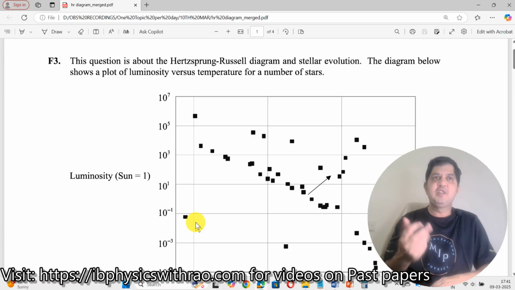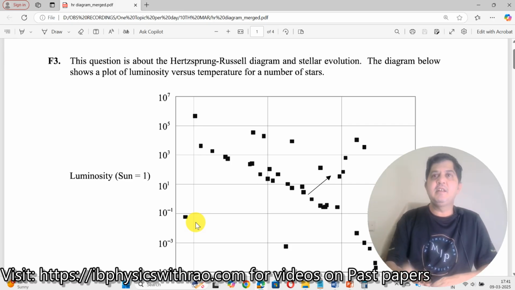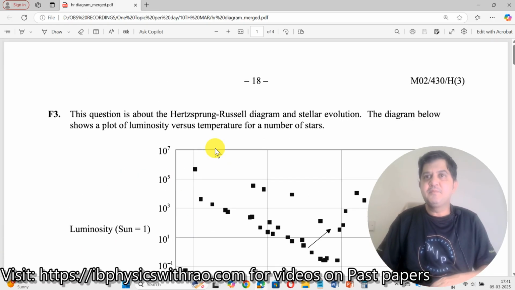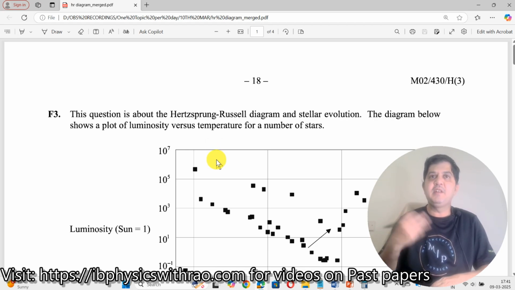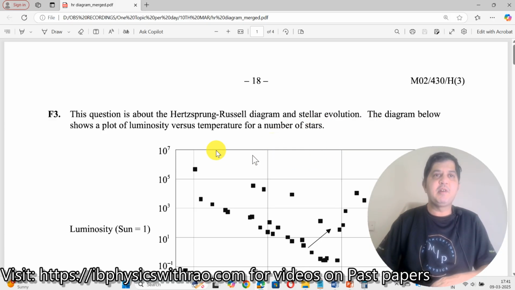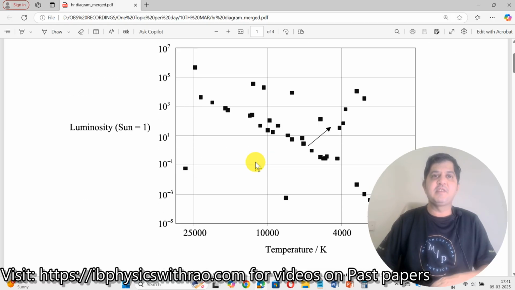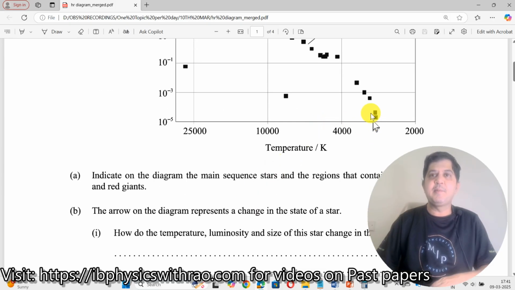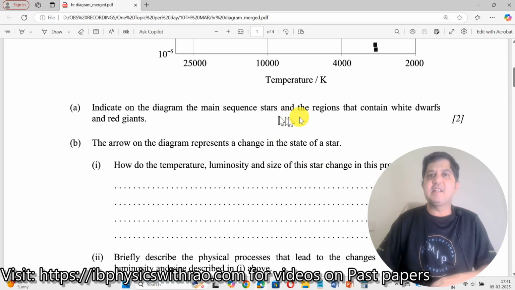the HR diagram. This question has been taken from the May 2002 paper, because there were lots of problems on HR diagrams during those times. The new syllabus has this one here. The diagram below shows a plot of luminosity versus temperature for a number of stars. So this is luminosity along the y-axis, temperature along the x-axis, and the dots represent the number of stars. Indicate on the diagram the main sequence stars and the regions that contain the white dwarfs and red giants.